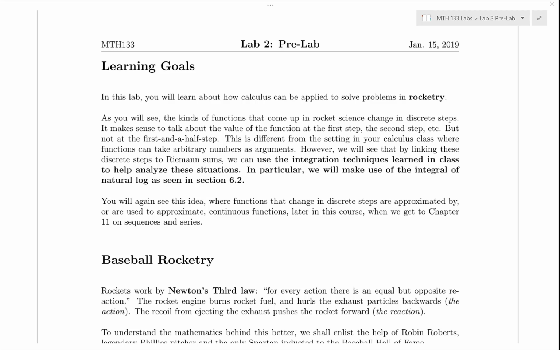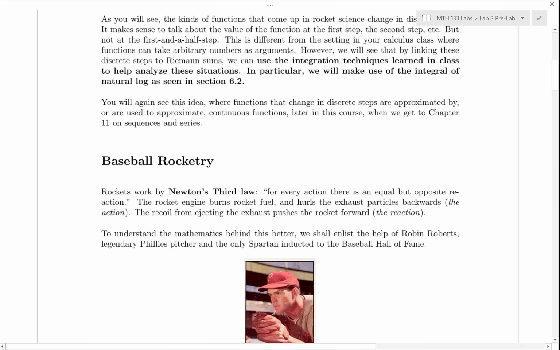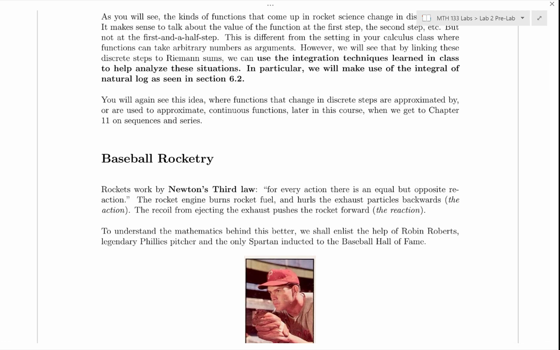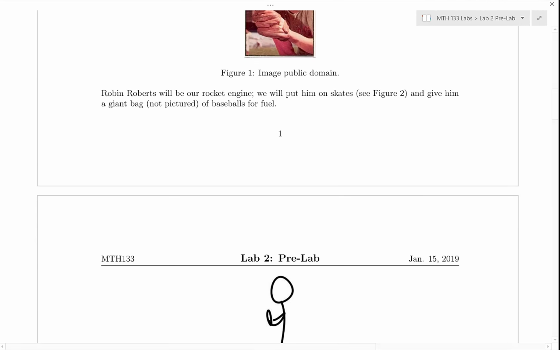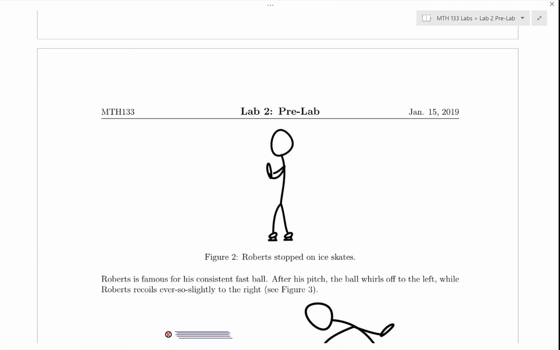situation in rocket propulsion. Since rockets themselves are pretty complex, we're going to instead model things with a simpler scenario. The main idea is that a rocket is propelled as a consequence of Newton's third law. It shoots out particles and pushes the rocket in the other direction. In our example, we're going to take a person, in this case, Phillies pitcher Robin Roberts, who is the only Spartan to ever be inducted into the Baseball Hall of Fame, and we're going to put him on ice skates. This will mimic the frictionlessness of a rocket in space.